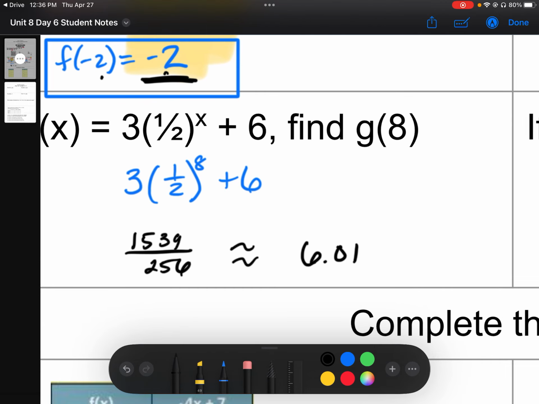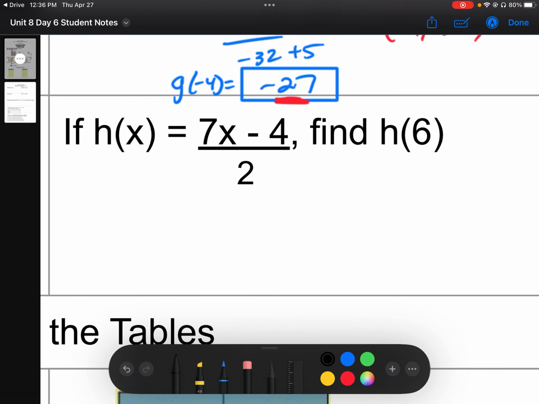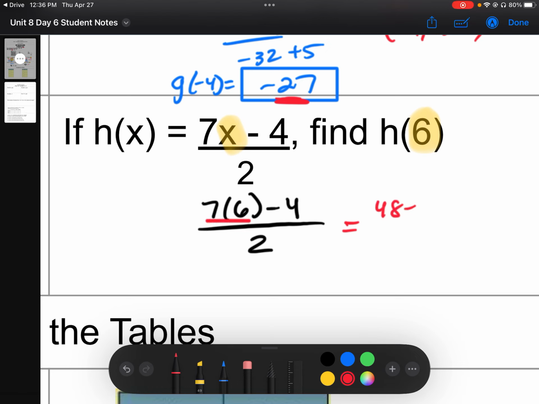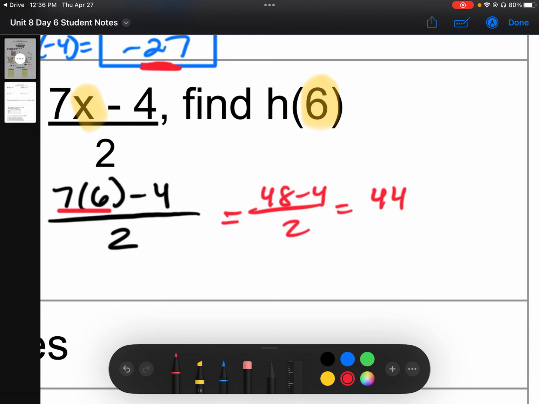Let's do the next one. And we're plugging 6 in for x. So this is 7 times 6 minus 4 divided by 2. Let's simplify the numerator. 7 times 6 is 48 minus 4. 48 minus 4 is 44 divided by 2, 22.